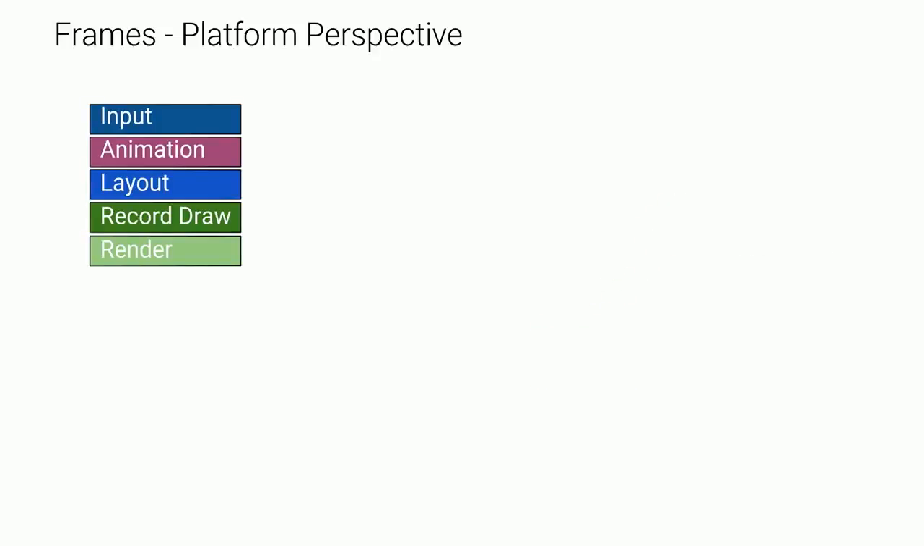In a typical application, a more general frame, you're going to have all of the steps in there. So we may process some input and some animation and some layout and record and then render. And all of these things are happening in a sequence, right? So this is the order of operations.